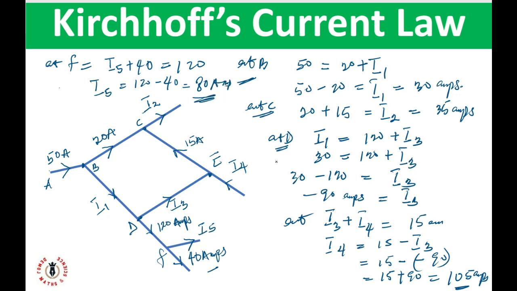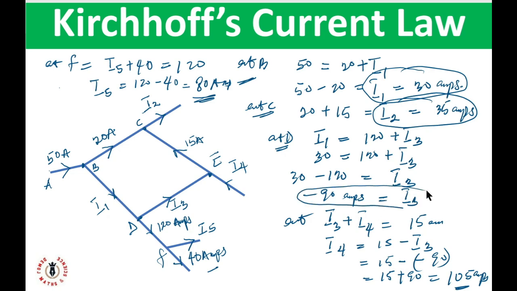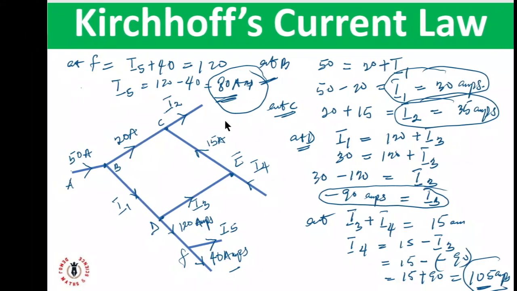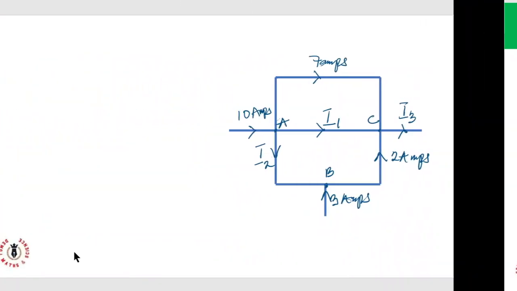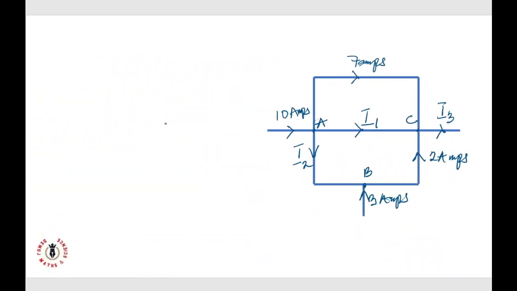We have seen that we have solved for I1, we got I1 to be 30 amps, I2 to be 35 amps, I3 in the wrong direction, we got it to be 90 amps, and I4 to be what? 105. And finally, we have our I5 to be 80 amps. Let's solve the second question. I'll advise you pause this lesson at this point and try your hands on this question. Okay, let's see how it goes.